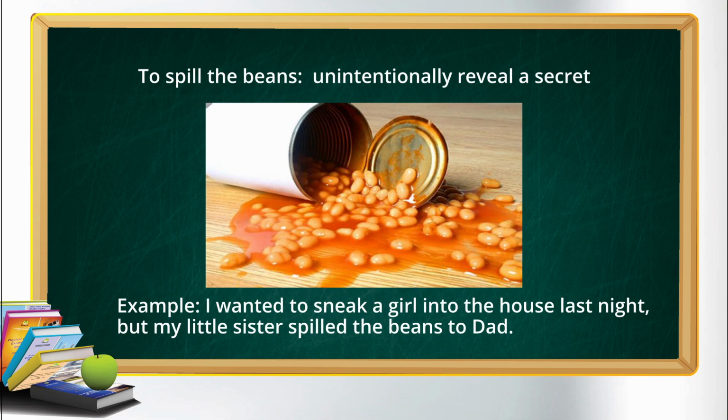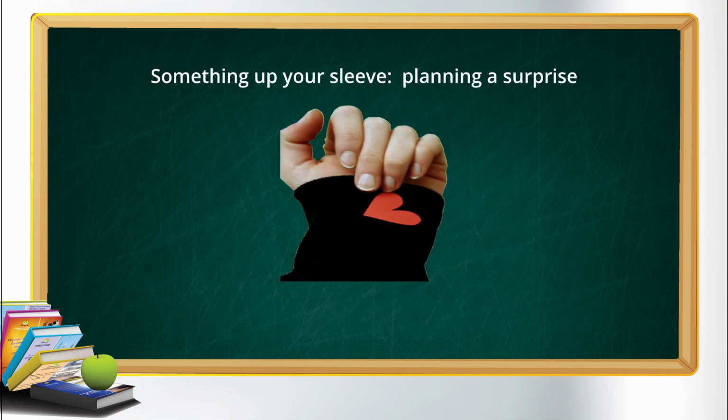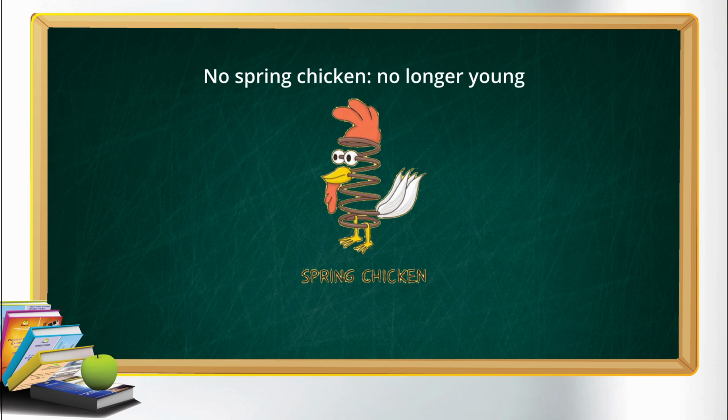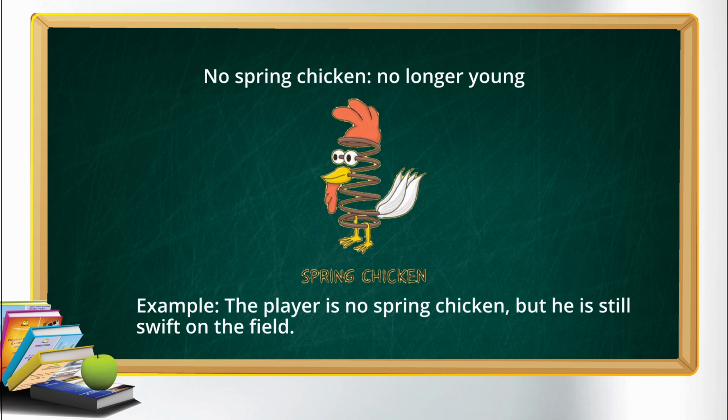to Dad. To have something up your sleeve refers to when one has secret plans to surprise someone with. For example, they thought they would beat him at his own game, but he had something up his sleeve. When somebody is said to be no spring chicken, it means he is no longer a young person. For example, the player is no spring chicken, but he is still swift on the field.